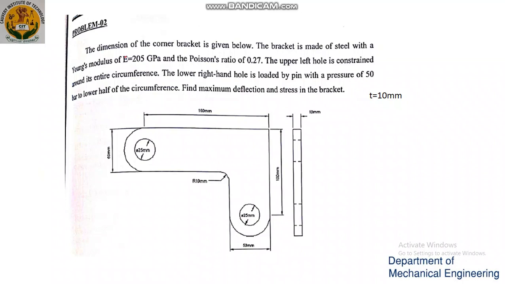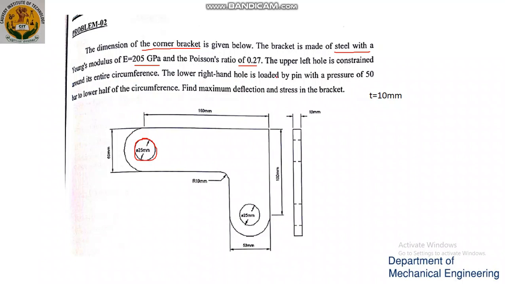Hello all. In this video we will solve a problem on a corner bracket. The bracket is made up of steel with a Young's modulus of 205 GPa and a Poisson's ratio of 0.27. The upper left hole is constrained around its entire circumference. So this one is constrained.